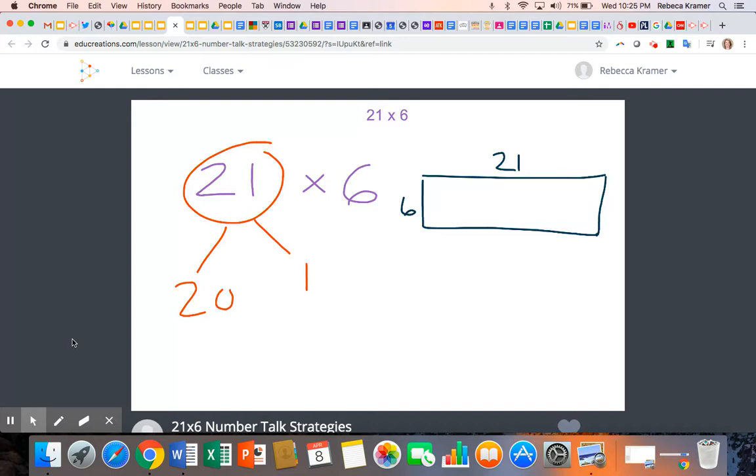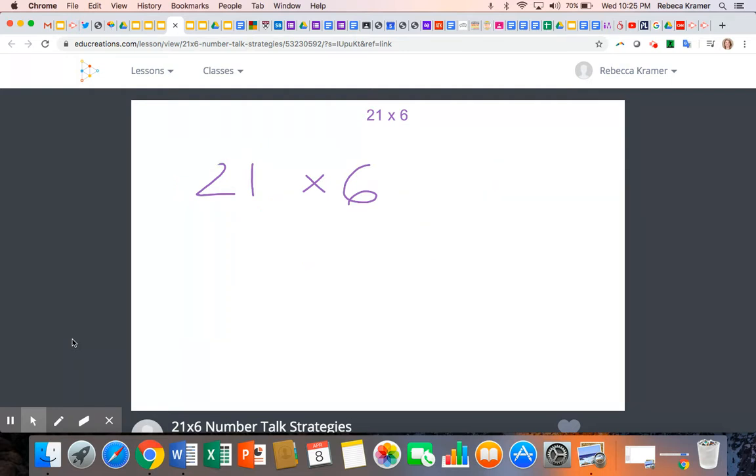If I were to draw this using an area model, I would show that 6 times 21 is the same as 6 times 20 and 6 times 1. 6 times 20 would give me 120, and 6 times 1 would give me 6. So my final answer is 126.